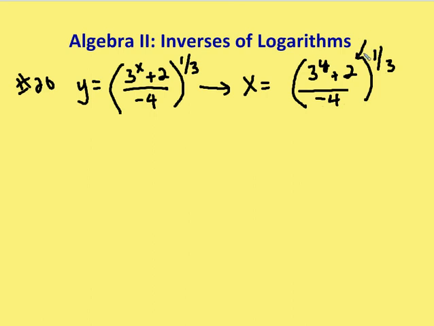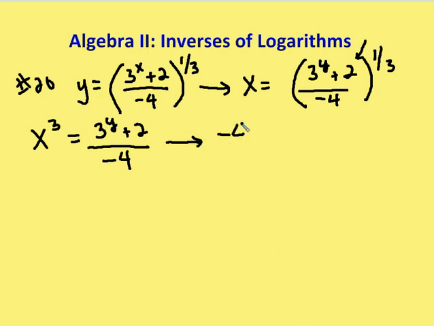Now I need to get at the values inside the parentheses. In order to do that, I need to cube both sides of the equation. So I will rewrite this as x to the 3rd, so I'm cubing the left and the right hand side, is equal to (3 to the y plus 2 over negative 4) to the 1/3 cubed, which means it's just to the 1. So I'm left with this equation. Now I can multiply both sides by negative 4. I have negative 4x to the 3rd is equal to 3 to the y plus 2.